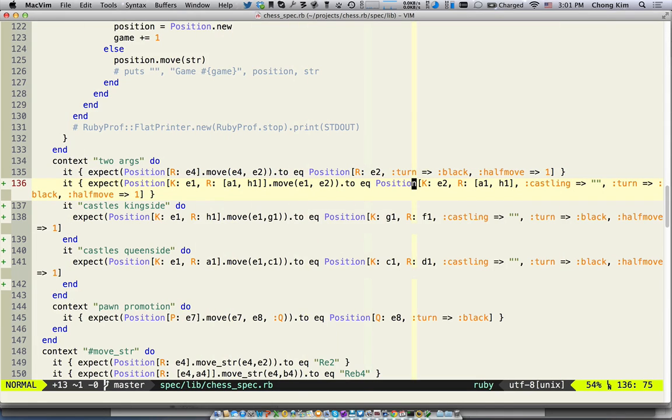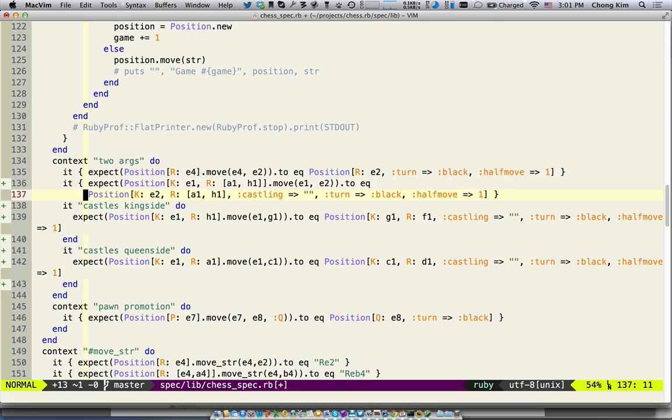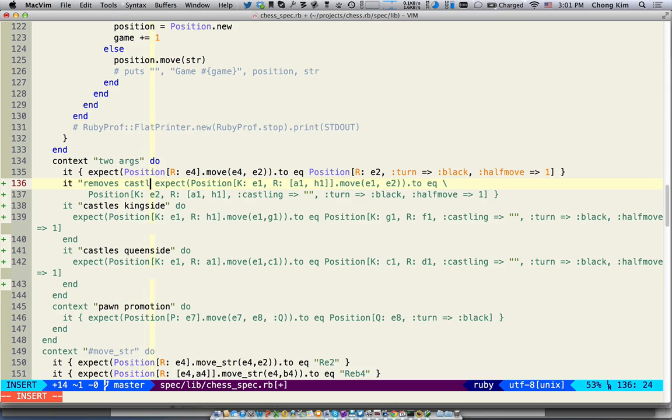So where that equal is, instead of doing this, this causes confusion because without the parentheses, it doesn't know where it ends. So this will make it as if it's continuing the line. Okay, and this one, okay, I might as well put a little label on this and say that it removes castling if the king is moved.